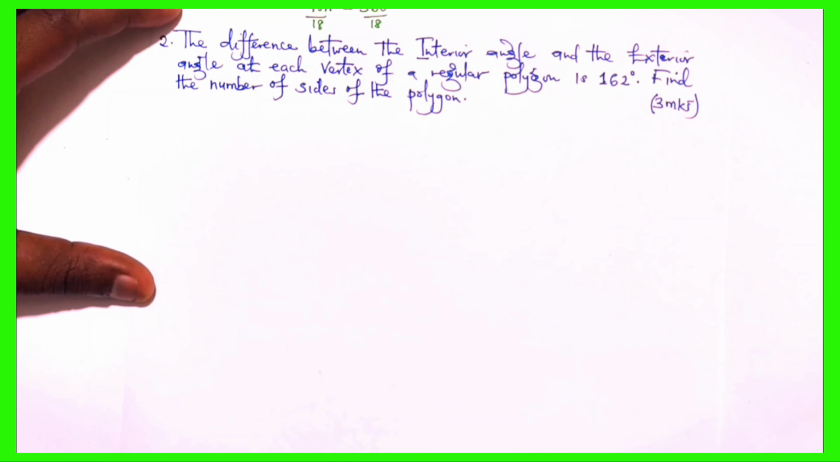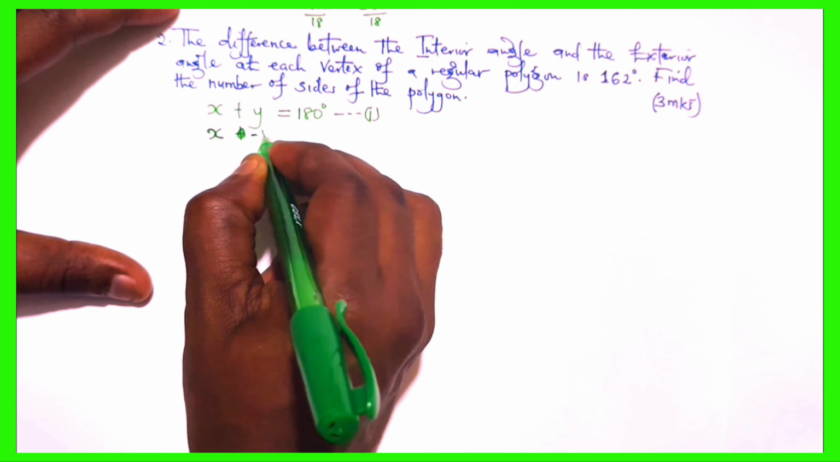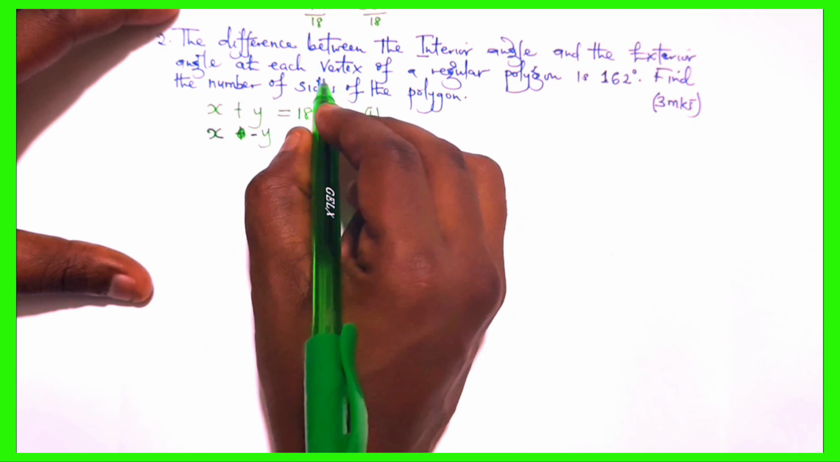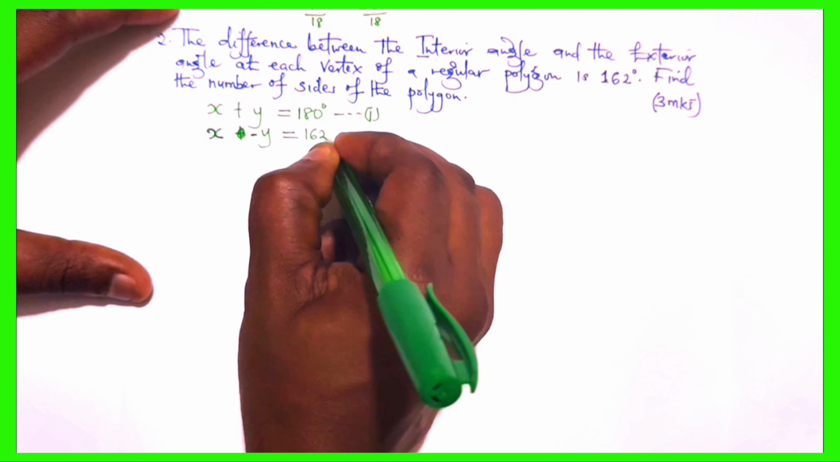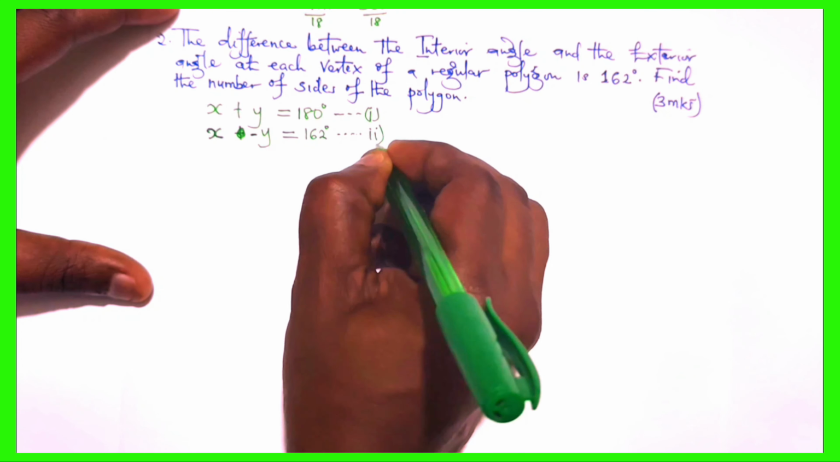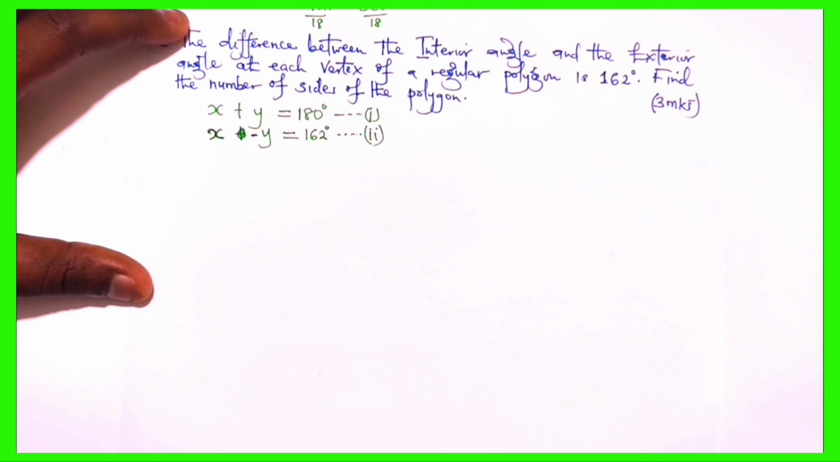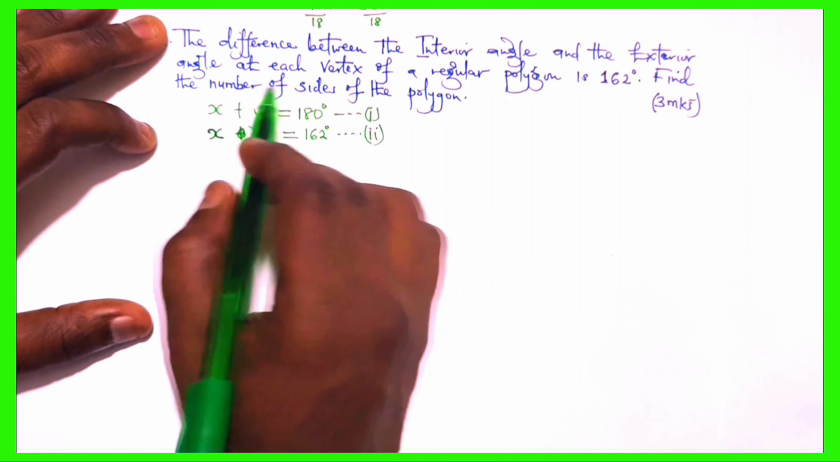Now, the second equation, we'll get it from the question where we are told that the difference between the interior angle and the exterior angle of a regular polygon is equal to 162 degrees. So this will form our second equation. So then we now solve these simultaneous equations.